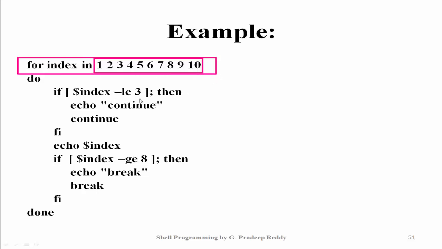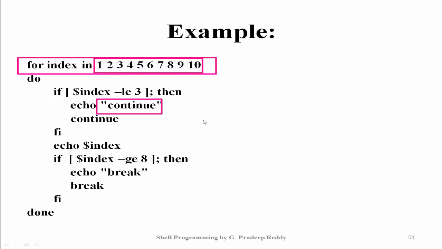So the index value is less than 3. Now it is 1. It is less than 3, then echo continue. So it means it will be continuing the condition. Next it will be checking the index value. 2 is less than 3. So then it will be continuing.